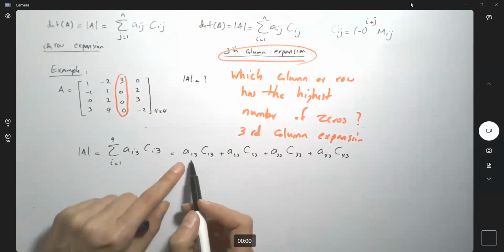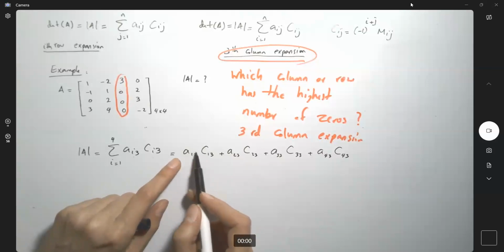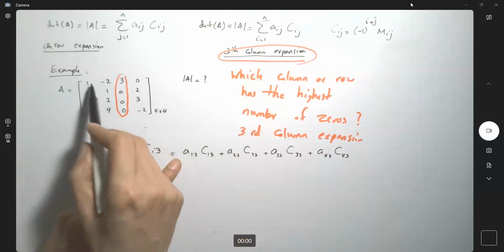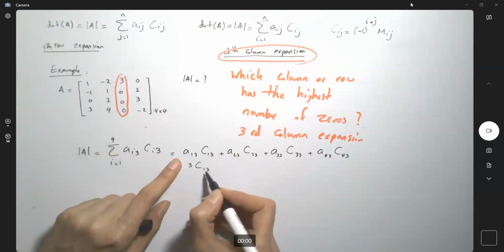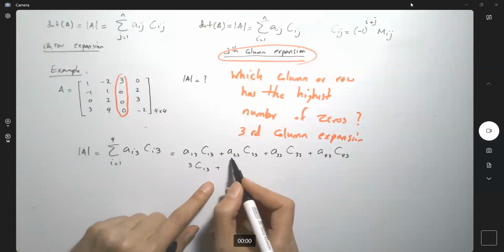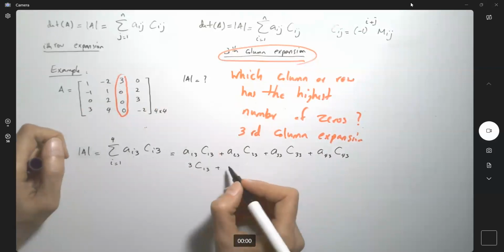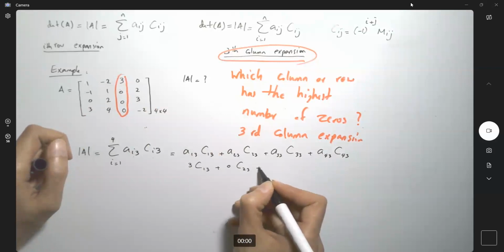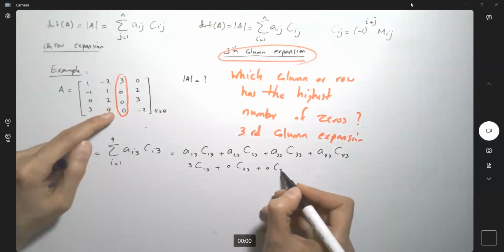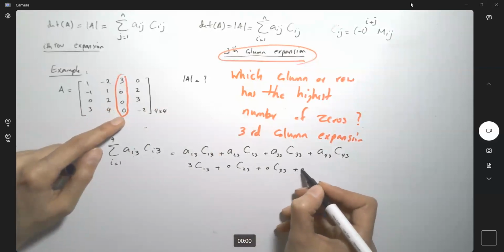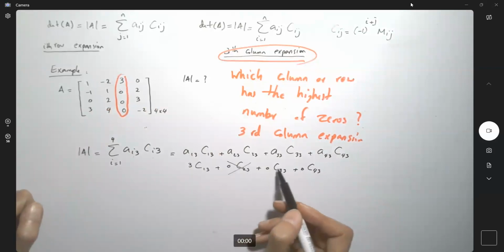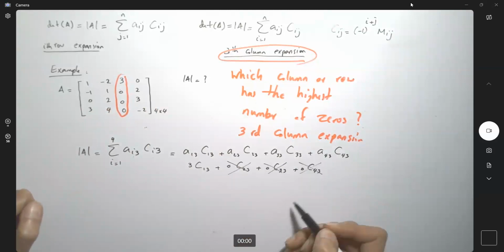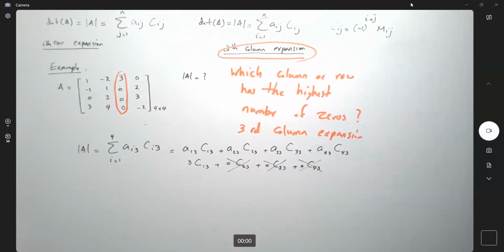Take a look. A13 is the entry on the first row and third column, which is 3. So 3 times C13, plus the entry on the second row and the third column, 0, C23. Then you have 0, C33, plus 0, C43. So take a look at this. This is 0 times a number, 0. 0 times another number, 0 times another number. So this is just basically 0.